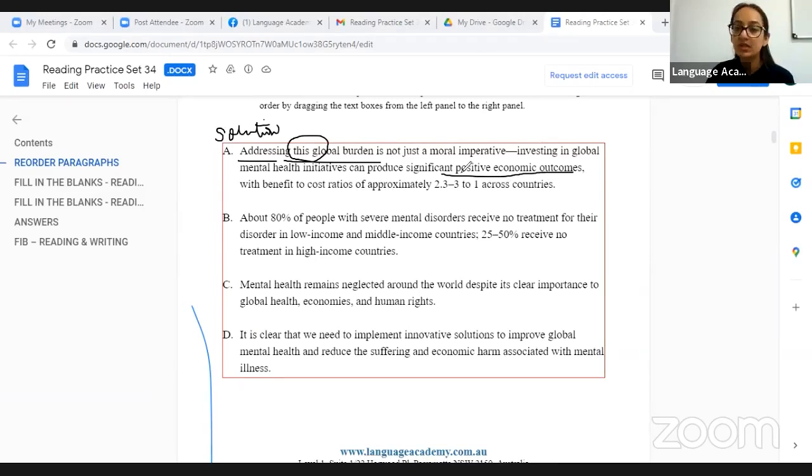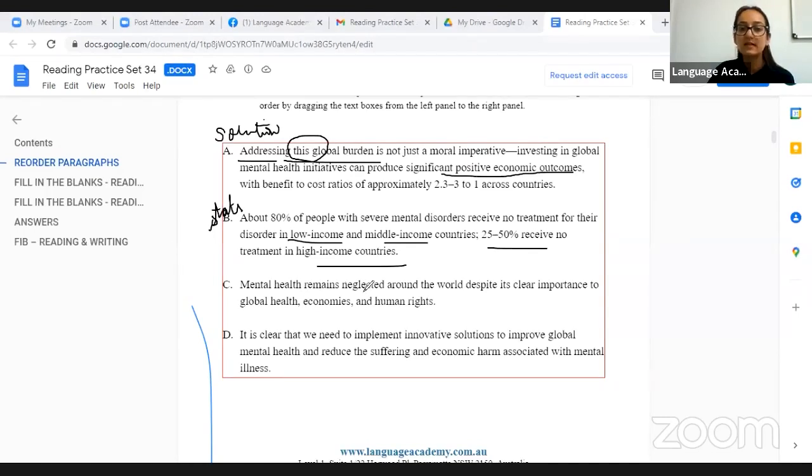This sentence was a solution. This talks about the positive thing. How can we overcome the problem? Then the second sentence is, about 80% of people with severe mental disorders receive no treatment for the disorder in low-income and middle-income countries, and 25 to 50% receive no in high-income. So this sentence is giving us the stats, means the details that how many people are not getting treatment. Before this to be a general sentence, a sentence should say that people are not getting treatment. Only then we will explain that how many are not getting treatment, which is the basic rule for reorders: general sentence followed by narrow sentence, specific sentence.